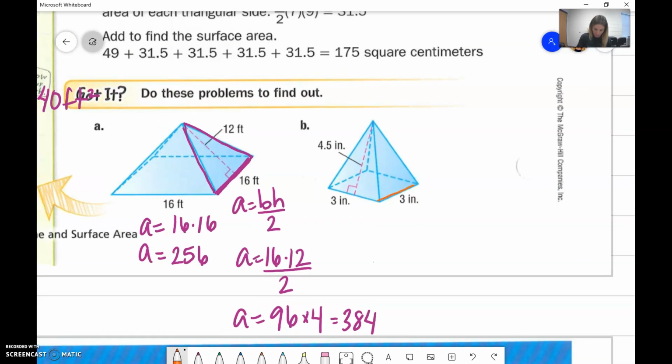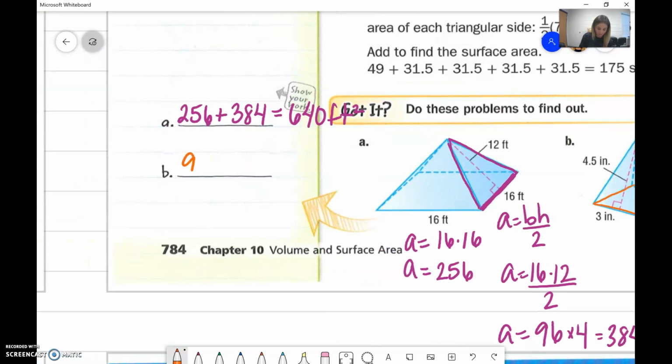Again, here's my base. Let's start with my base. Oh, it's a square. It's a 3 by 3. So area equals length times width. Area equals 3 times 3. So area equals 9. My base is 9. So I'm going to go ahead and just write that over here.